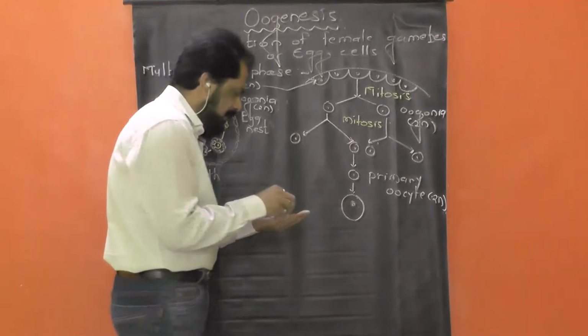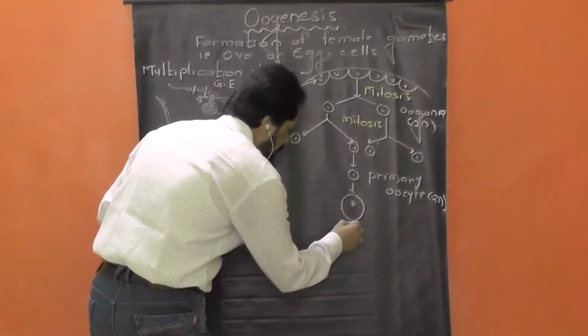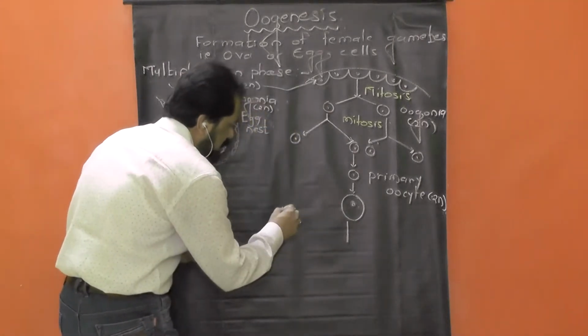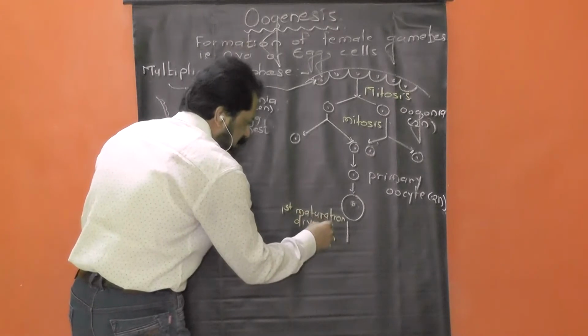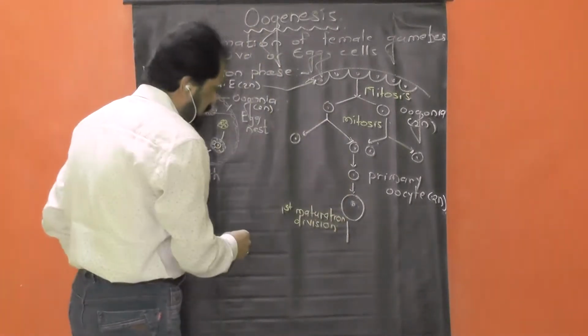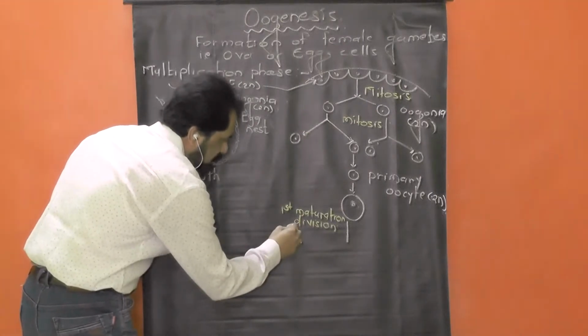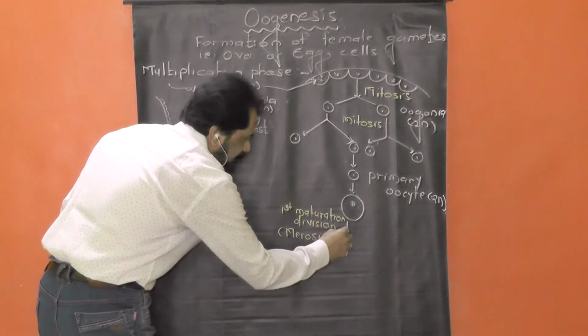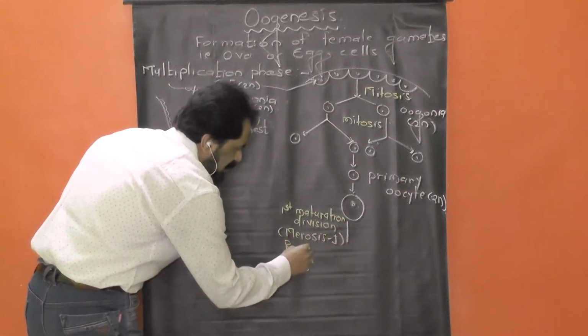This primary oocyte starts its first maturation division, just like the primary spermatocyte in spermatogenesis, and this first maturation division is nothing but meiosis first, and it is a reductional division.